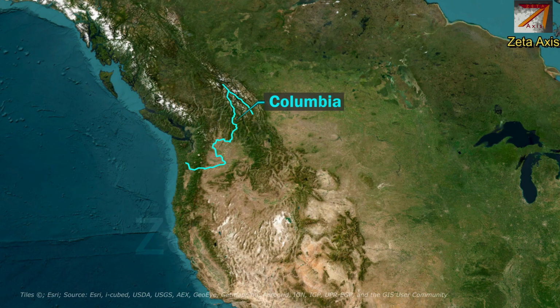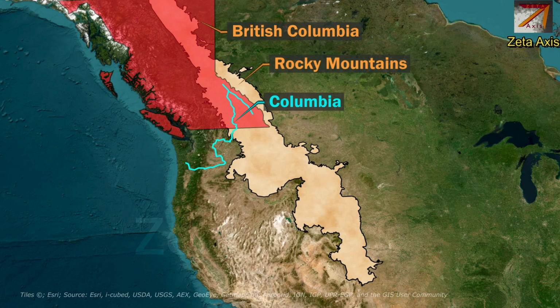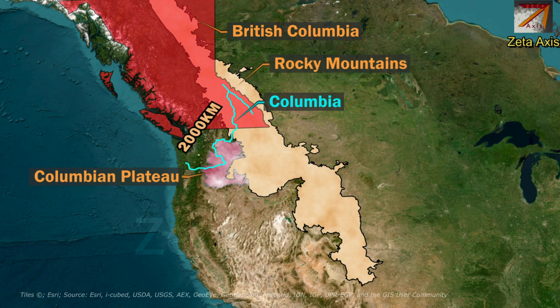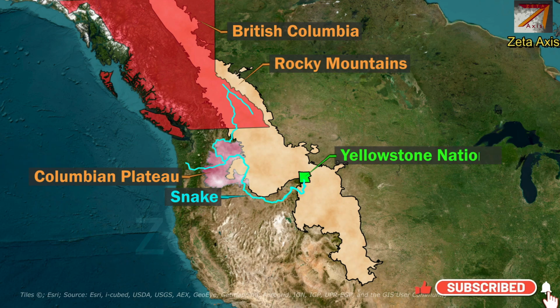Now let's discuss the Columbia River. Columbia is the largest river in the Pacific Northwest region of North America. The river originates in the Rocky Mountains of British Columbia in Canada. It flows northwest and then south before emptying into the Pacific Ocean. The river is 2000 km long and flows through the Columbia Plateau located over here. The largest tributary of the Columbia River is the Snake River, which originates from Yellowstone National Park.